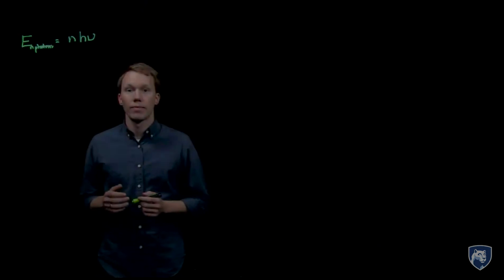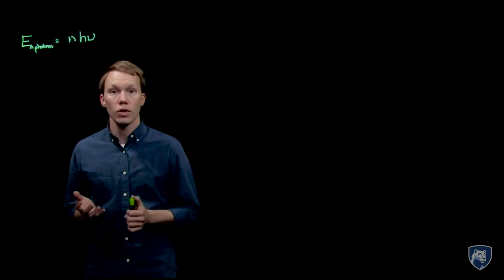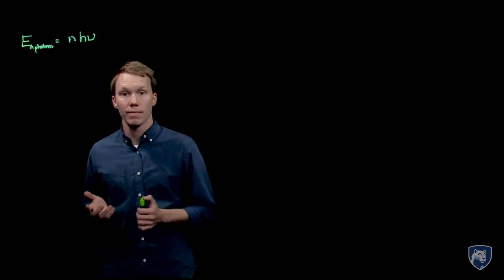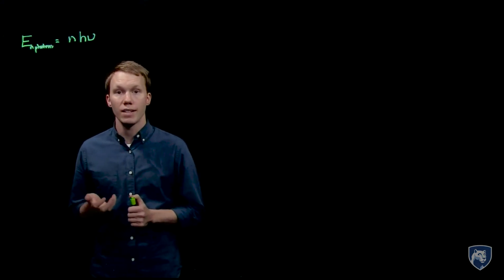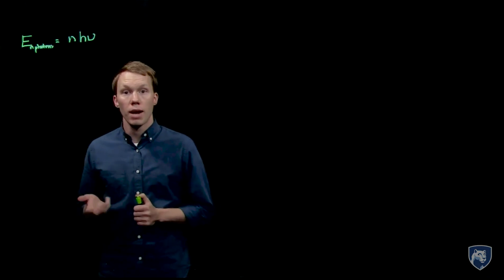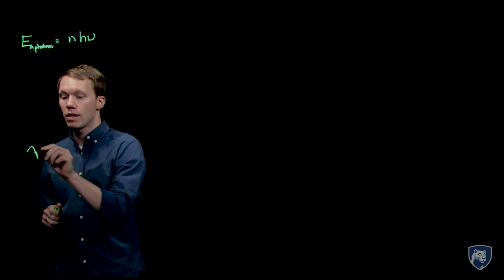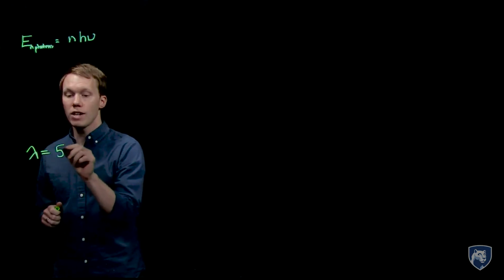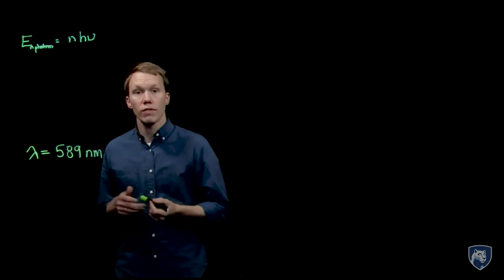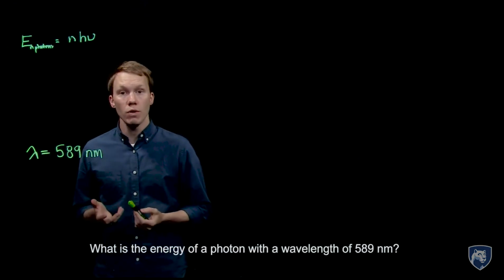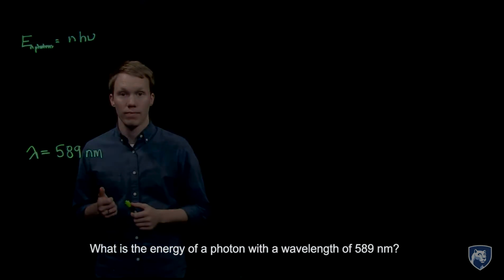The second example I have for you is related to a sodium lamp. Sodium lamps are often used as streetlights. So if you ever see that kind of orange glow coming from a streetlight, it's due to the presence of sodium in that light bulb. And sodium lamps emit wavelengths of 589 nanometers. So my question for you is, what is the energy of a photon having a wavelength of 589 nanometers?